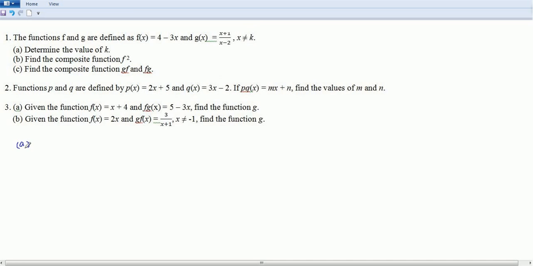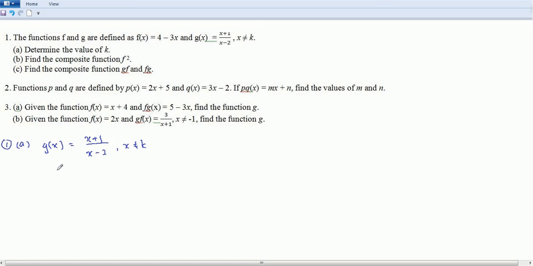Let's go to the first part: determine the value of k. I write the function first: g(x) equals (x plus 1) over (x minus 2), x is not equal to k. Why can x not be equal to k? Because this is a fraction, so the denominator cannot be 0. If it becomes 0, then this function is not defined.